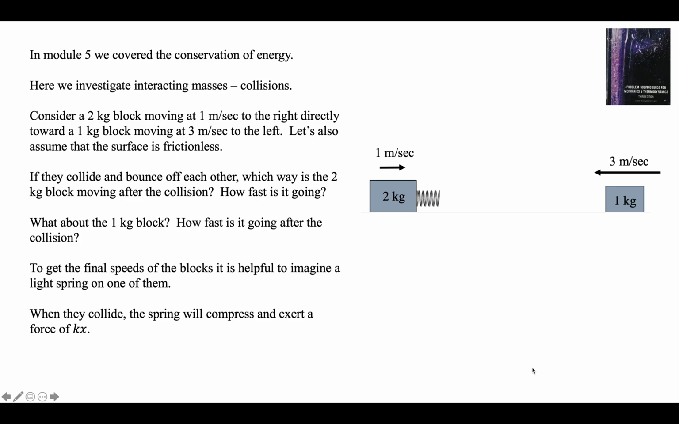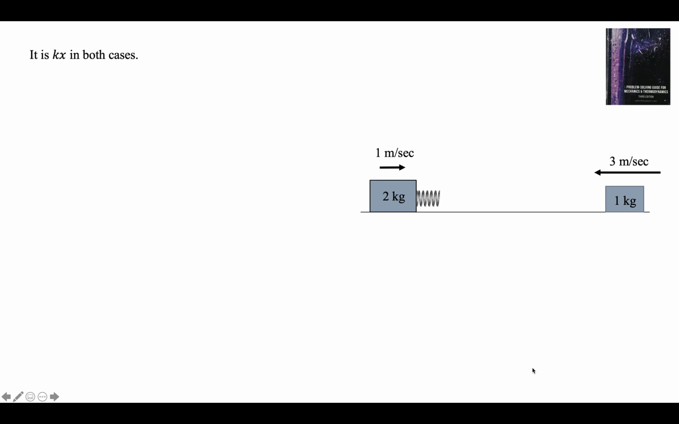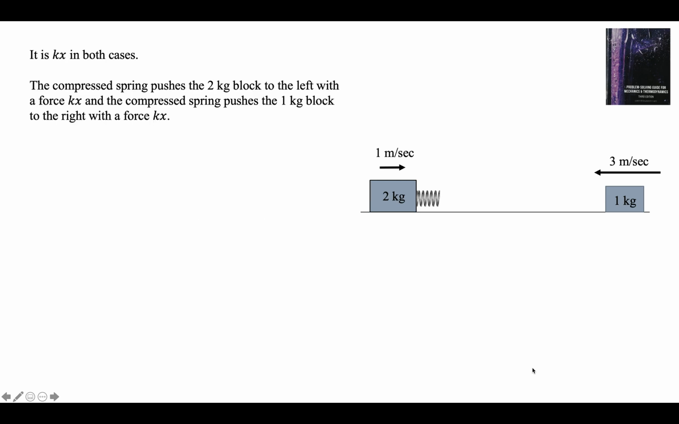When they collide, the spring is going to compress and exert a force of kx. It pushes on the 2 kilogram block and it pushes on the 1 kilogram block. The force is the same, it's kx in both cases. The compressed spring pushes the 2 kilogram block to the left with the force kx and the 1 kilogram block to the right with the force kx. This is Newton's third law. Every action has an equal and opposite reaction.